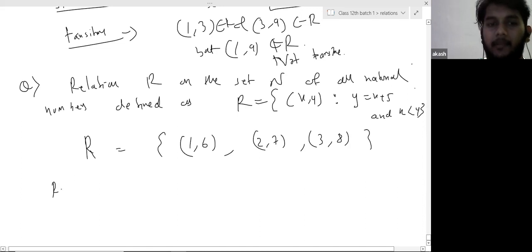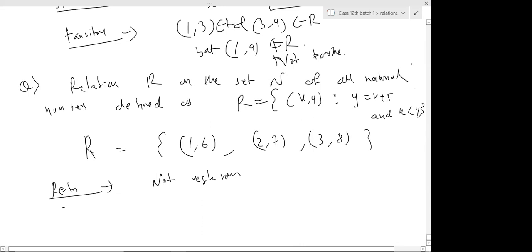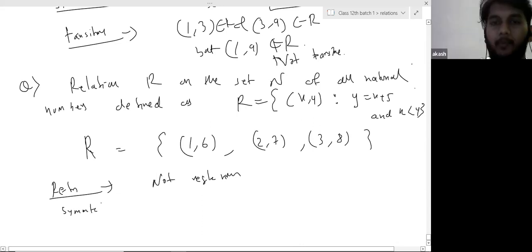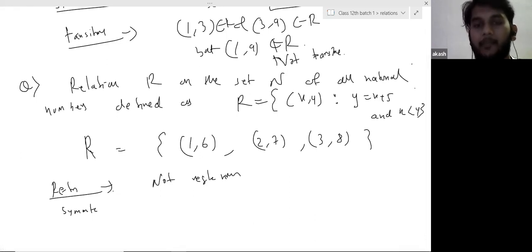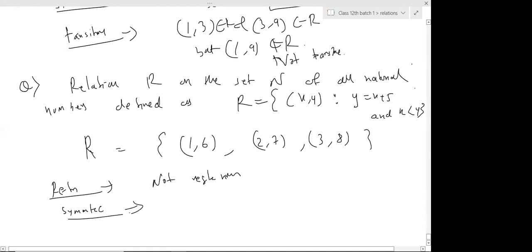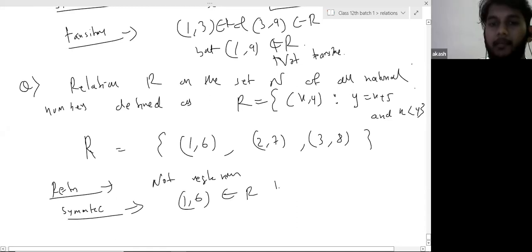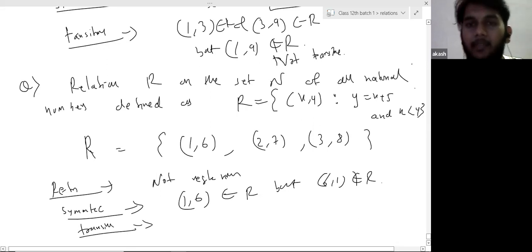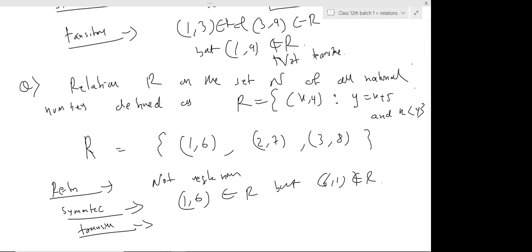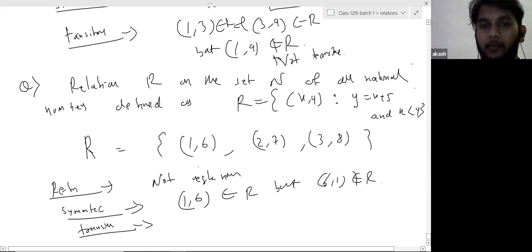Now for reflexive, not reflexive, right? You have to mention that (1, 1) is not there, and so on. Sir, only one example is enough, right? Right. If we have to prove that something is not reflexive or symmetric, then one example is enough. But if we have to prove this is symmetric or reflexive, then you have to generalize. About symmetric, (1, 6) is there, but (6, 1) is not there, so not symmetric. And transitive. Why is it transitive? Anyone can explain? Because it's a special case, sir. There is nothing to compare to.